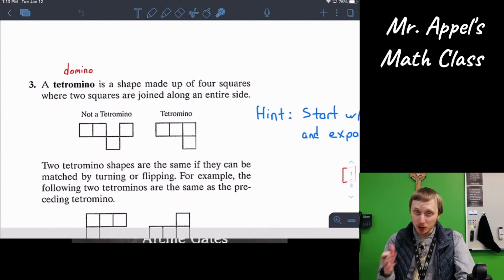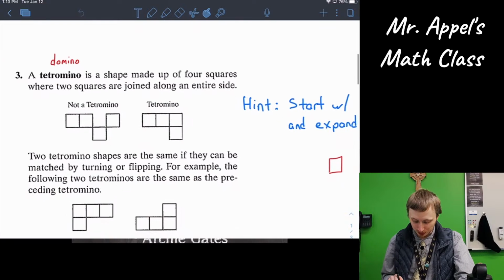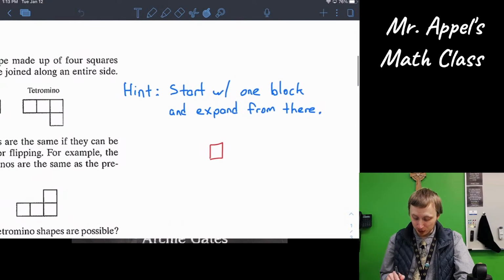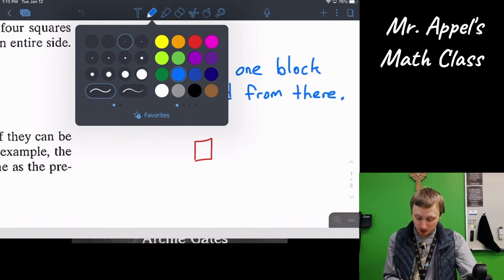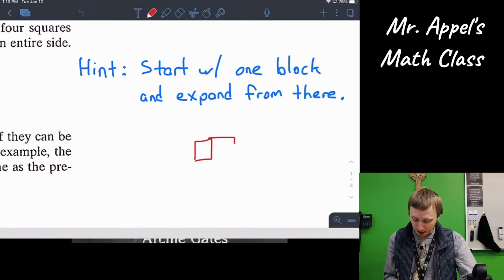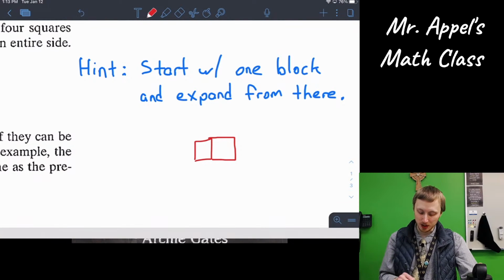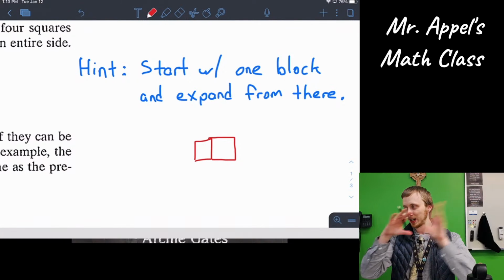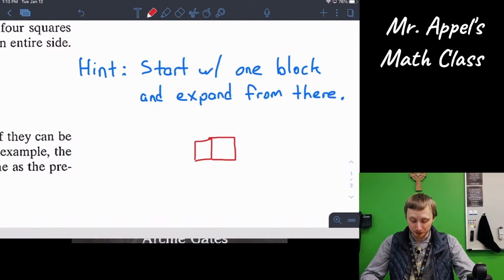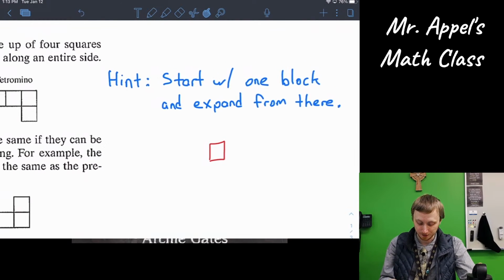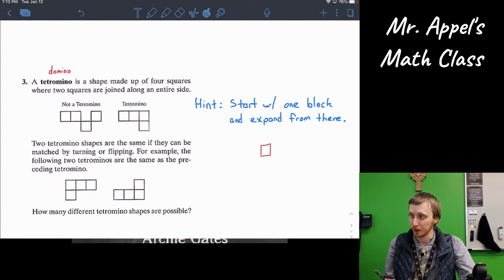But my hint for you to figure out what all possible tetromino shapes there are with this question would be to start with one block. Start with a single square and figure out how many different ways you can add on to that square, right? We can add another square onto this side or the other side, top, bottom, right? How many ways can I grow this out and not end up with a shape that I've already gotten before? So that would be one way to help you keep track of that, right?